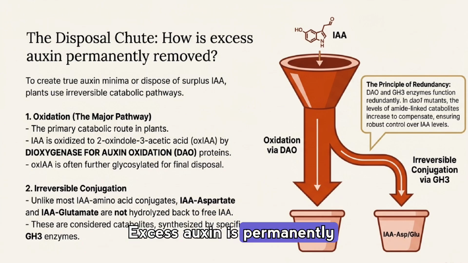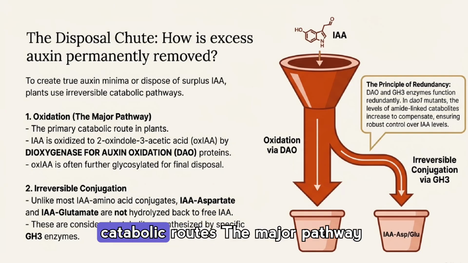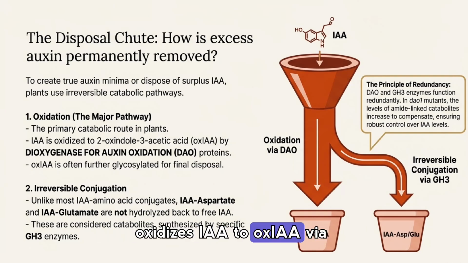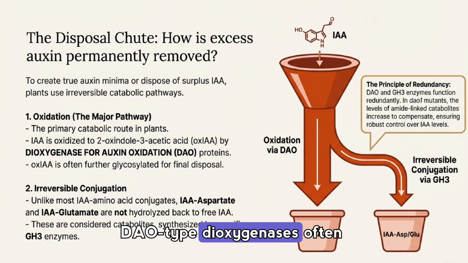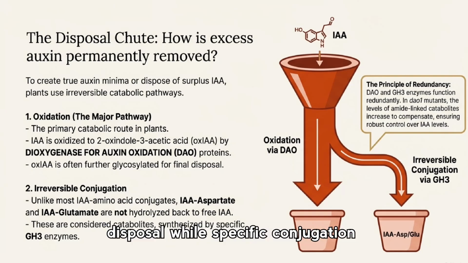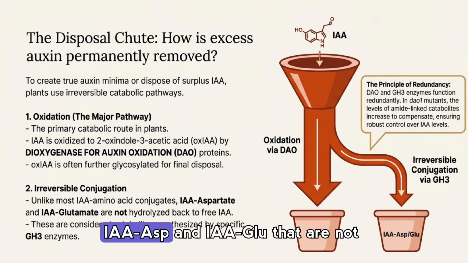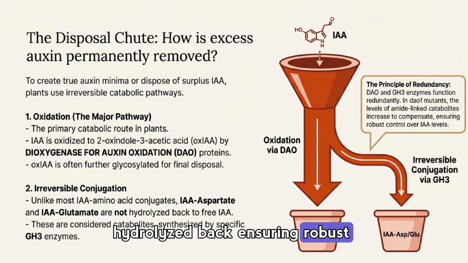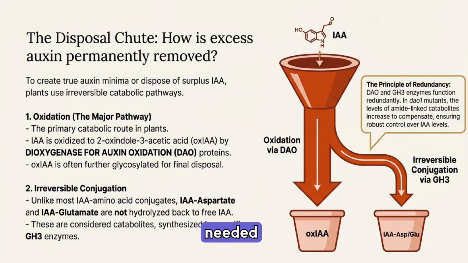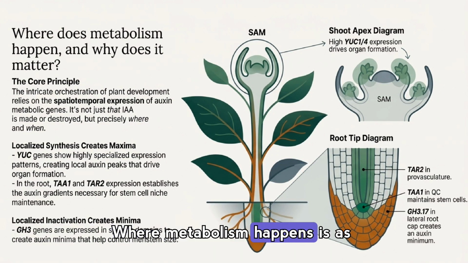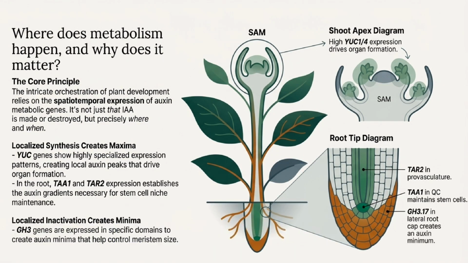Excess auxin is permanently disposed of through irreversible catabolic routes. The major pathway oxidizes IAA to OxIAA via DAO-type dioxygenases, often followed by glycosylation for final disposal, while specific conjugation reactions produce catabolites like IAAsp and IAGlu that are not hydrolyzed back, ensuring robust removal of surplus hormone when needed. Where metabolism happens is as important as how much is made.